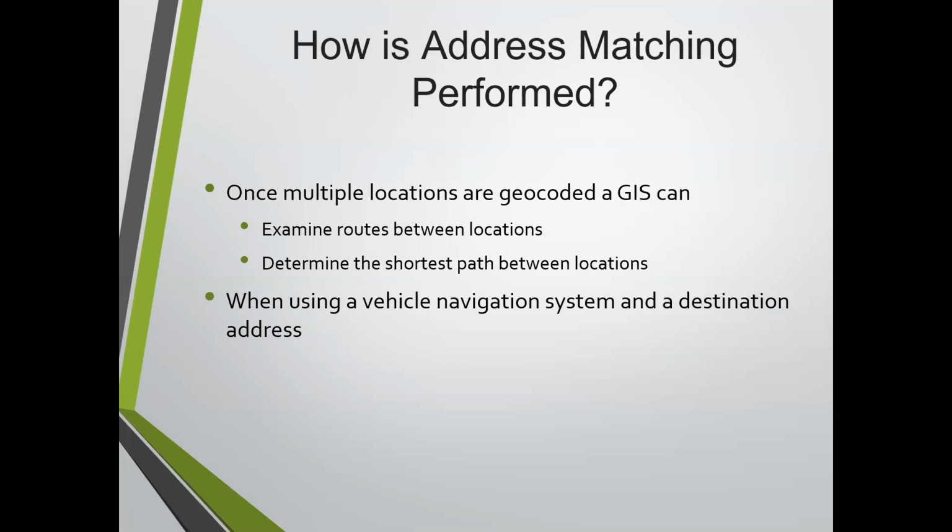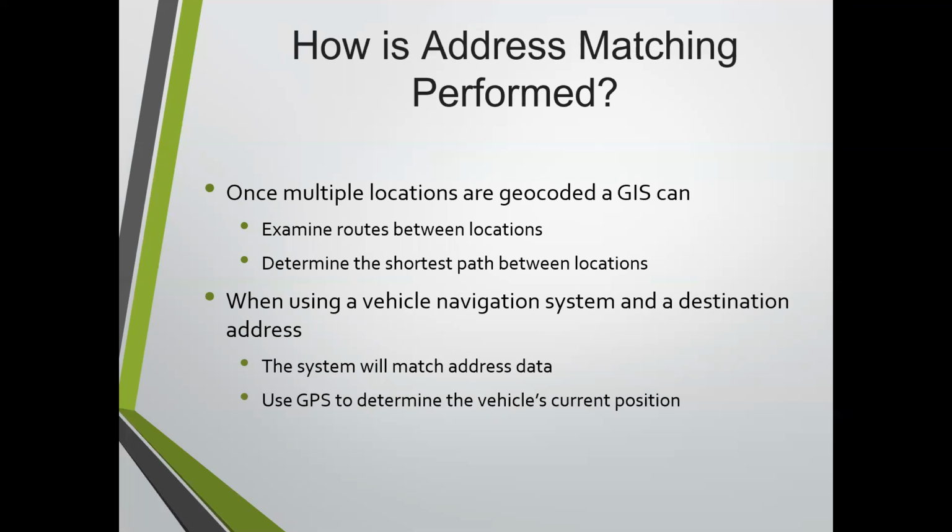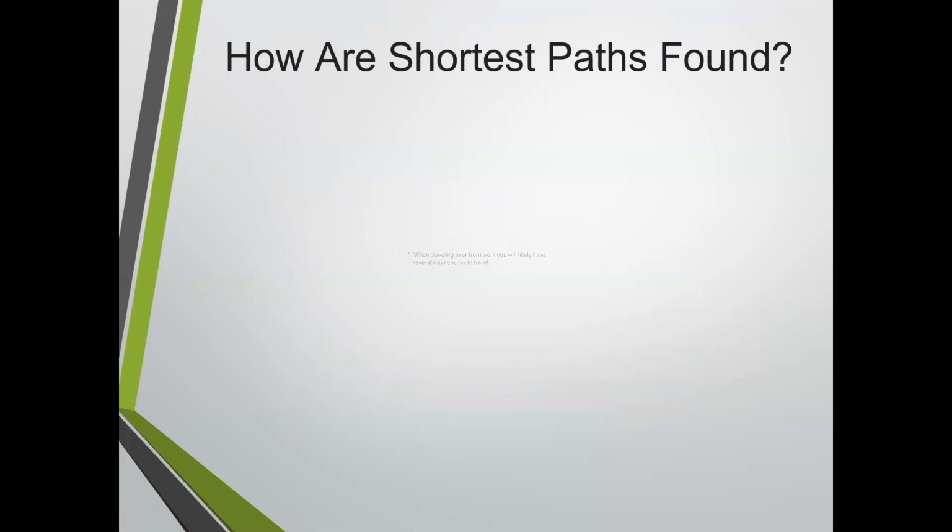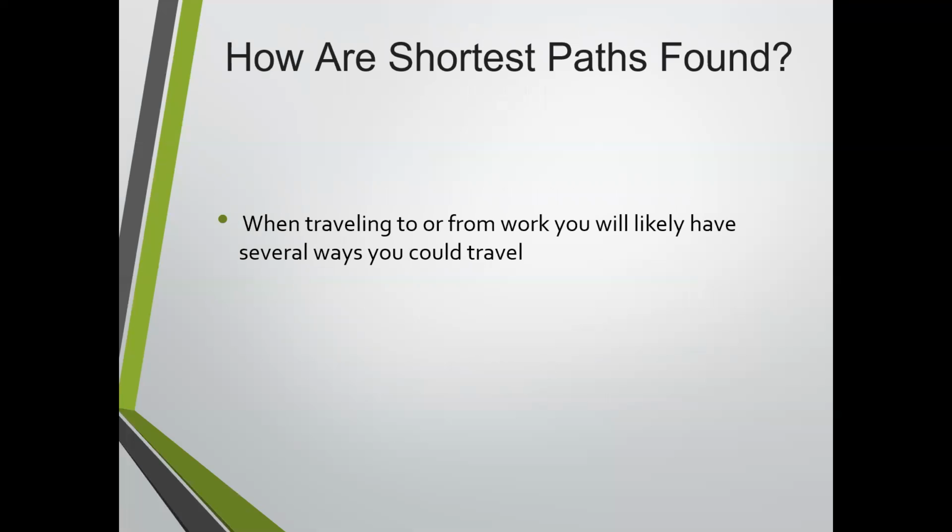Once you have this information, you can use a vehicle navigation system with your address destinations. You can key that information in, and it can calculate that for you. You match the address, and then your GPS will determine your current location, and you're going to get provided directions for your destination or destinations, depending on how that works. All right, so what do we mean by shortest path and that kind of stuff? Let's talk about this in a minute.